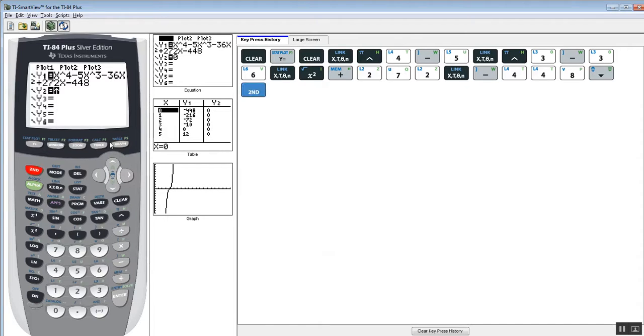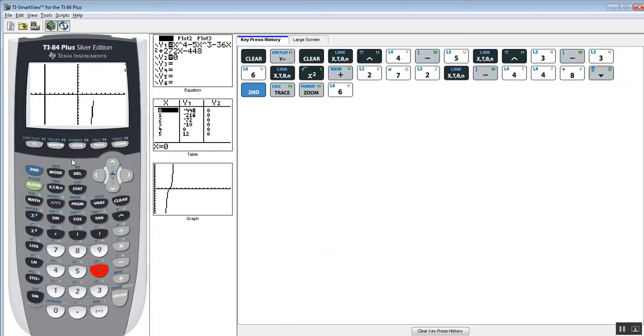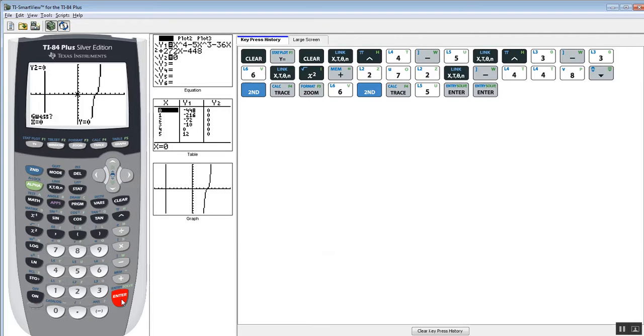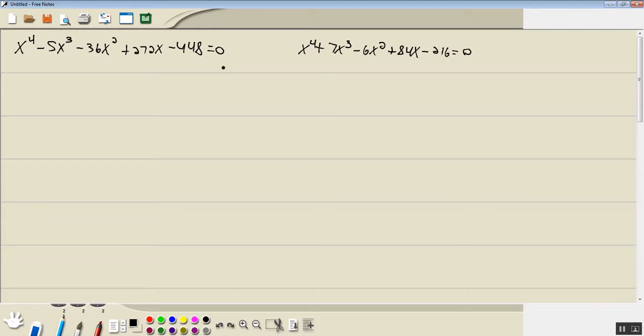So now I'll do second trace. And I see my zoom is messed up here. So let me do a zoom 6, set my zoom back. Okay, now I'm going to do second trace. Choose intersect. Enter on first curve. Enter on second curve. Now it looks like -7. So let me try -7 for my guess. And it is -7.